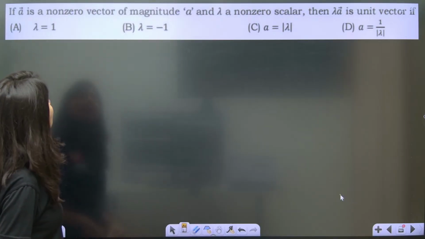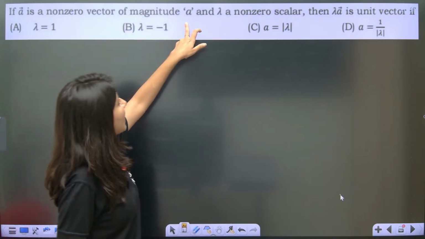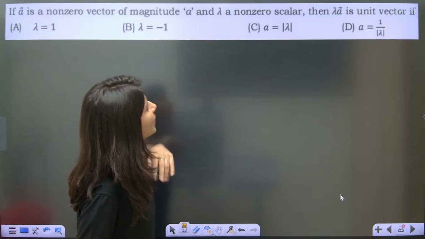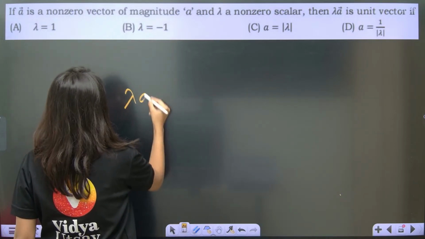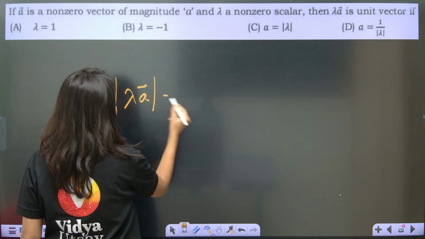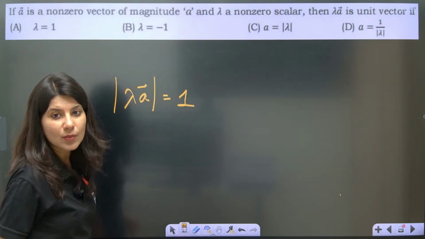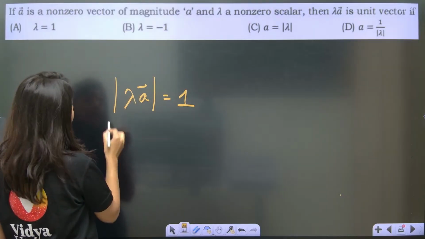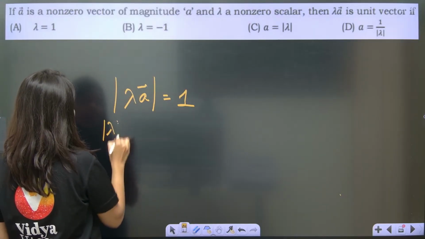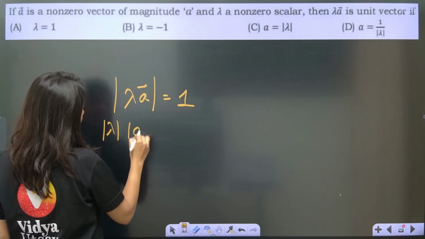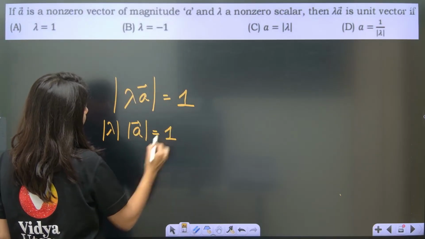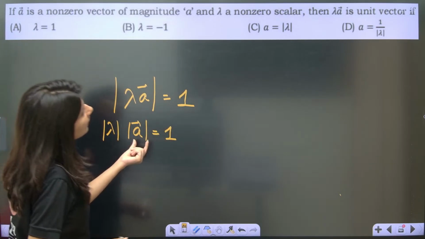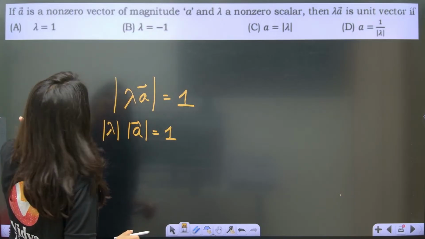Okay. A is a non-zero vector of magnitude A. Lambda A is a unit vector. So, see, lambda A, they are saying, is a unit vector. What is a unit vector? One whose magnitude is 1. Correct. So, lambda is a constant. So, lambda could be mod lambda. Magnitude of A is equal to 1. So, magnitude of A then is a unit vector then.